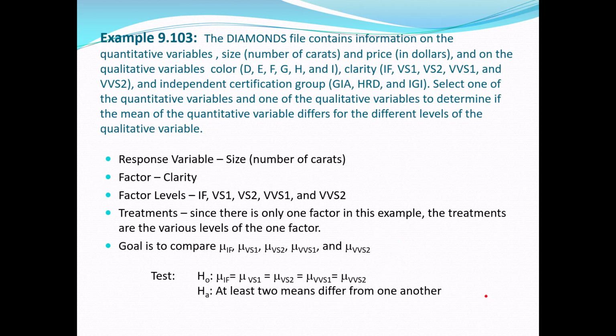So you can see the null hypothesis here at the bottom of the screen. We're saying in the null hypothesis that the mean caret sizes are the same for all five clarity levels, and the alternative says nuh-uh. And nuh-uh is a good way of thinking about that alternative because it's saying at least two means differ. It's not specifying. Sometimes people say at least one mean differs. Well, if at least one mean differs, then at least two means differ. You can say it either way.